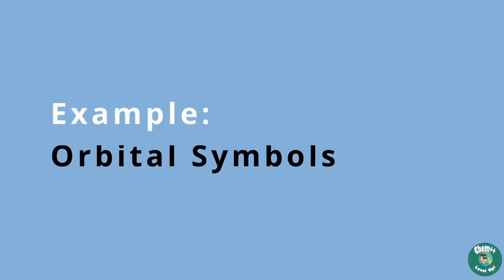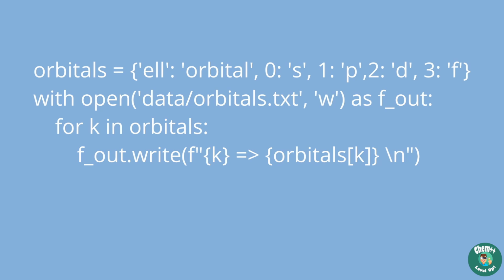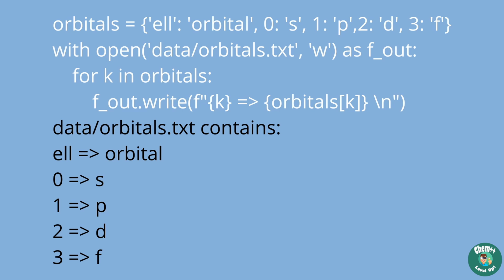Time to create. Let's say we want to map out some quantum subshells. We'll use the W mode to write our orbitals.txt. Example, suppose we want to create a file, orbitals.txt, in a folder data and write orbital symbols for angular momentum quantum number L. After running the script, data/orbitals.txt contains: L, orbital; 0, s; 1, p; 2, d; 3, f.